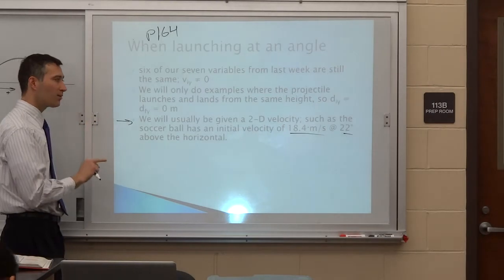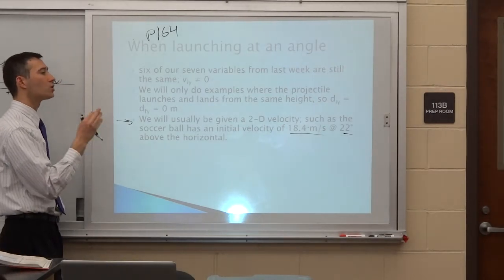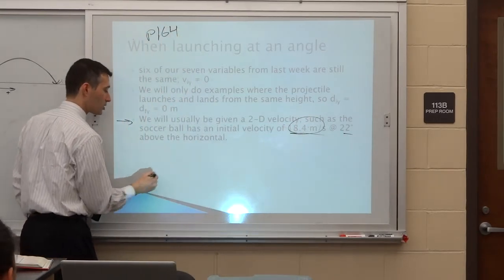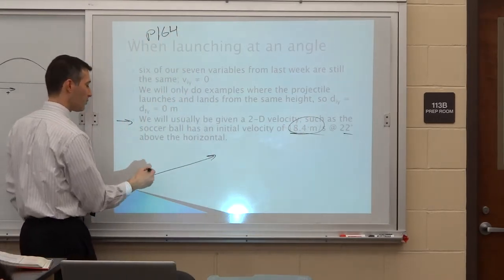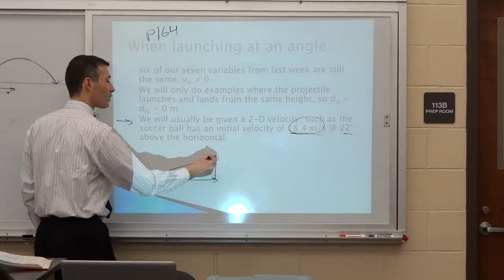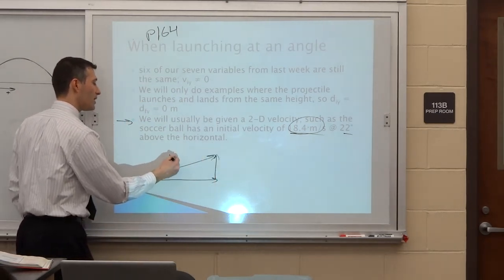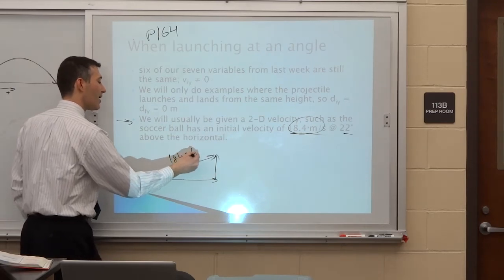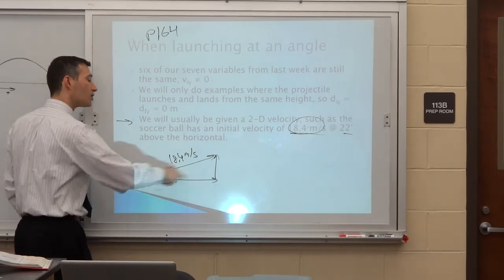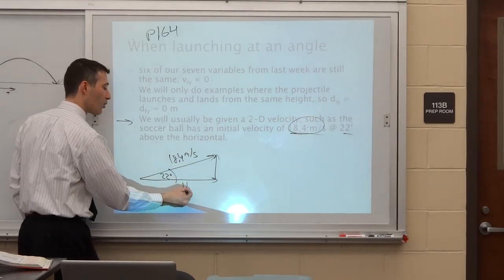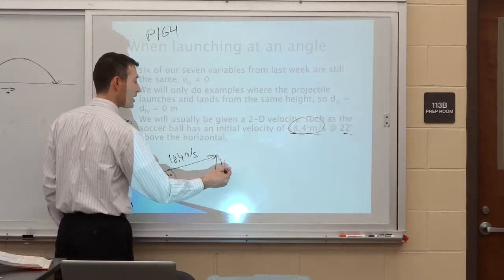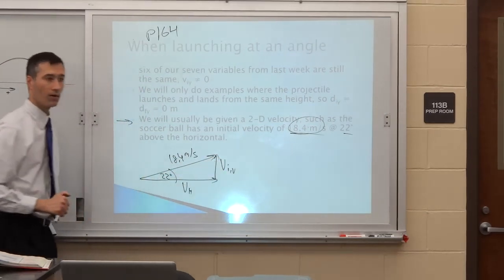If we're splitting a single vector into its components, we need to draw a right triangle where this is the hypotenuse. All right, so here we go. Right, there's the 18.4. I'm going to draw a horizontal leg of the triangle. I'm going to draw a vertical leg of the triangle. So 18.4 meters per second is the hypotenuse. 22 degrees is this angle here. The horizontal side of the triangle will represent the horizontal velocity, and then the vertical side of the triangle represents the initial vertical velocity.